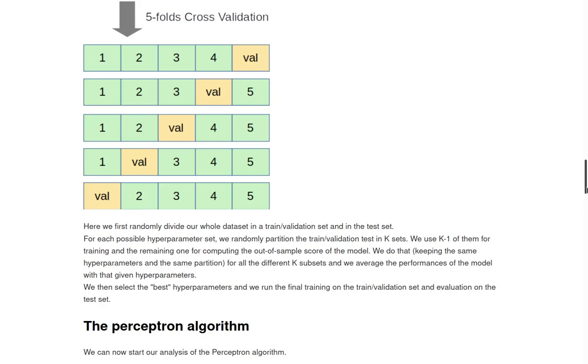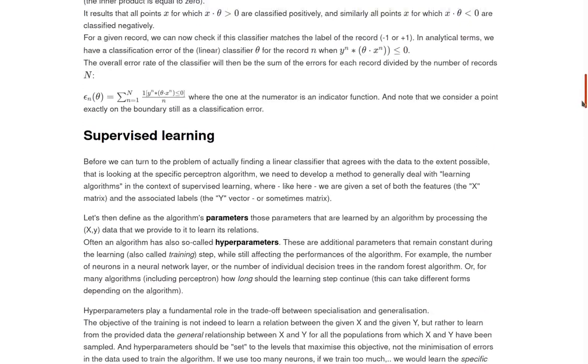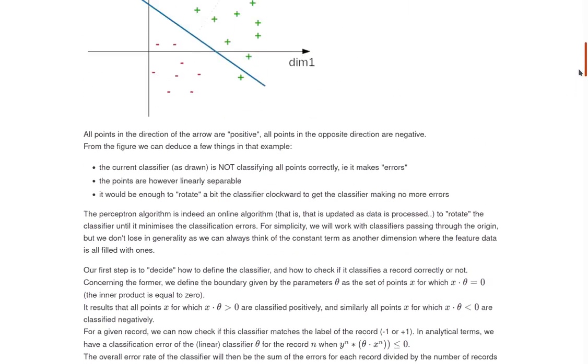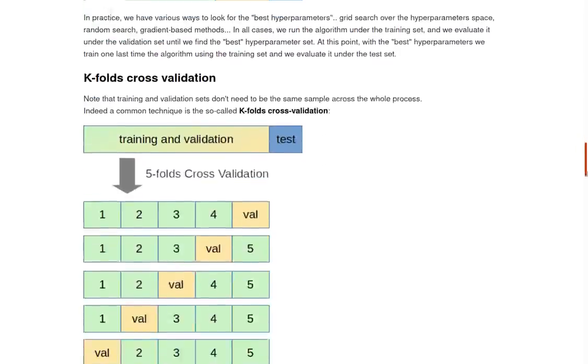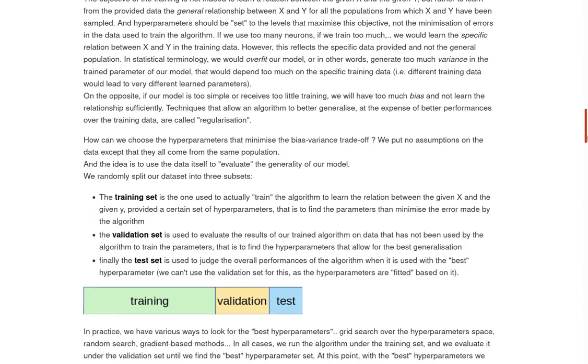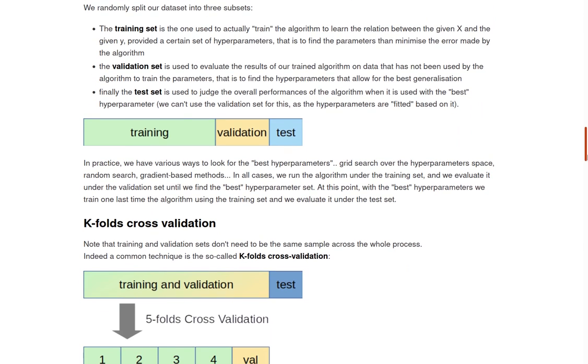So this is something very general that we'll use in all supervised machine learning techniques, no matter if simple or complex. It's the way that we'll find the parameters based on the training, and the hyperparameters based on some sort of simple or cross validation.